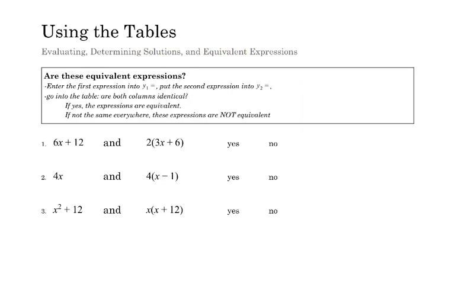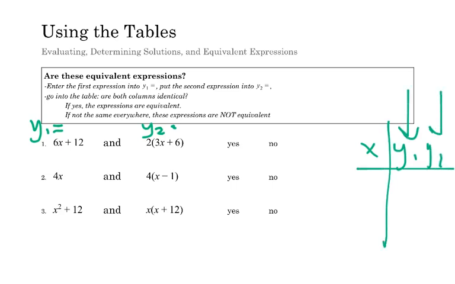And then you just do that a couple more times, right? Remember, first thing is going to go on y1, the second one in y2. Get to your table and check that those guys match. Are they the same?